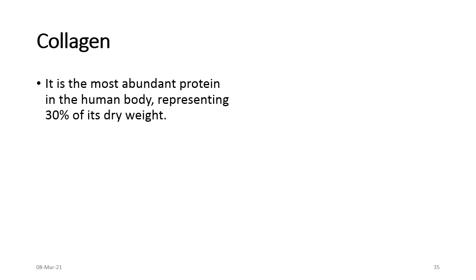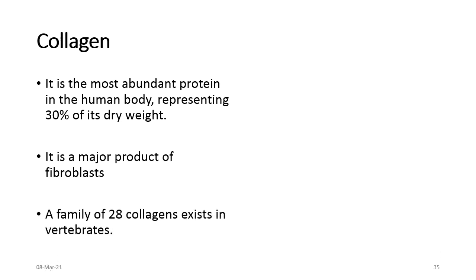هو أكثر بروتين متوفر في الجسم. The most abundant protein in the human body, representing about 30% of its dry weight. 30% من ال dry weight of the human body is collagen. وهو major product of fibroblasts. الفايبروبلاست هي the resident cells in the connective tissue.